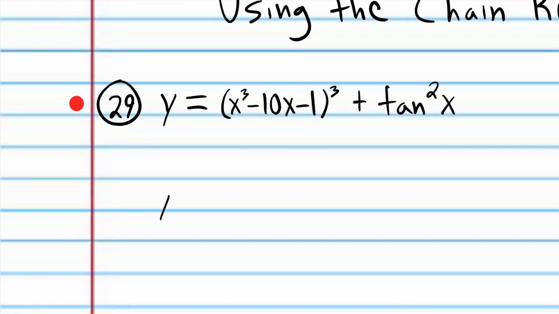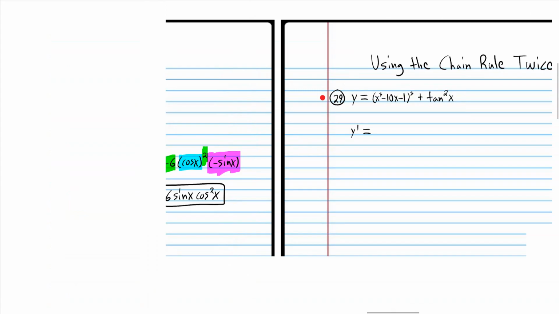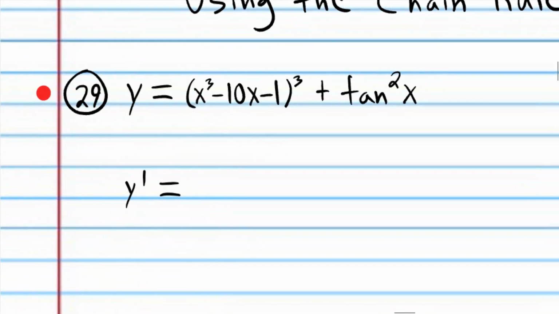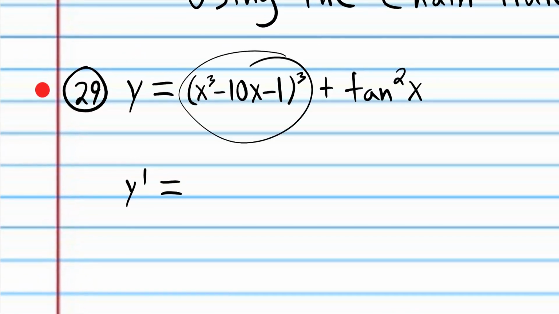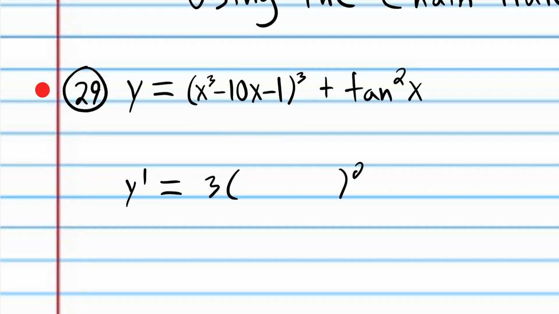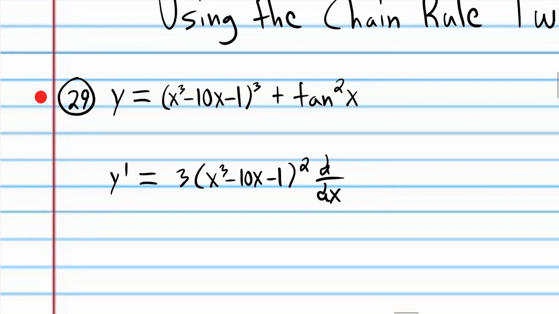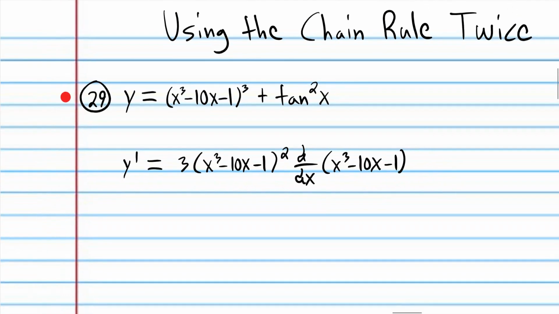So let's use the chain rule here. We'll find the derivative of the outside function while we keep the inside function unchanged, and then we'll multiply all that by the derivative of the inside function. So we use the chain rule on that first expression.